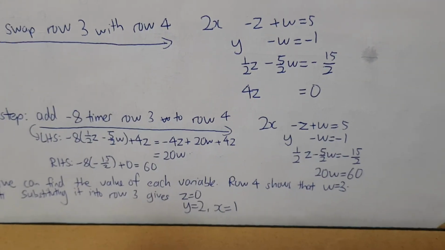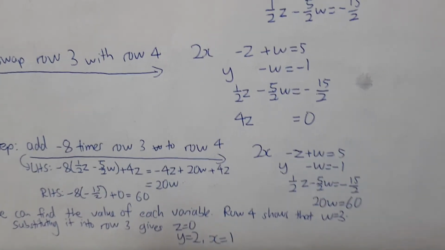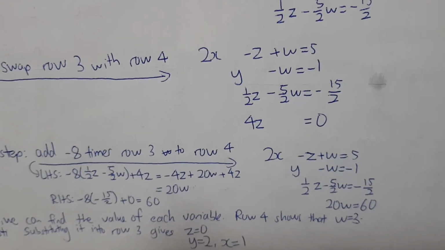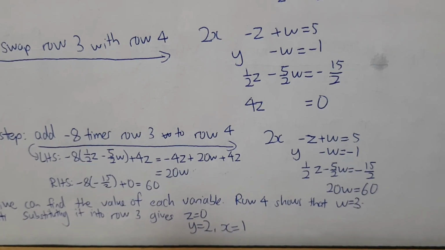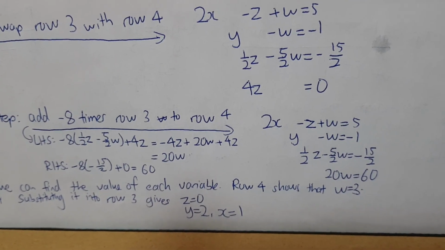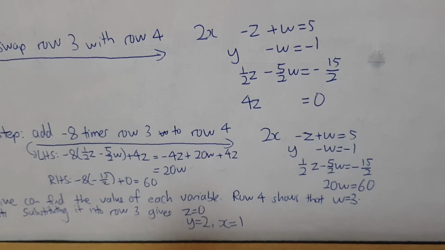So by solving it, for the bottom row, we will get w equals to 3, and then by plugging into row 3, we get z equals to 0. And hence, it goes on, and y equals to 2, and x equals to 1. So that's all for today.